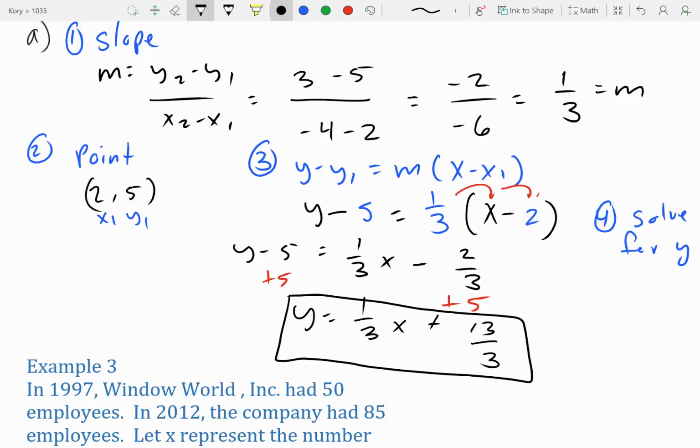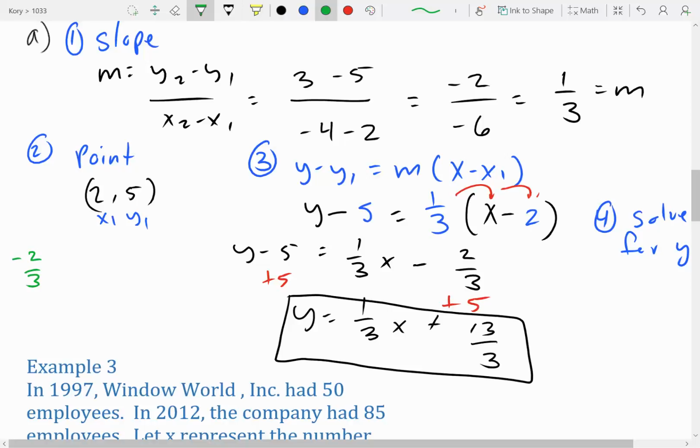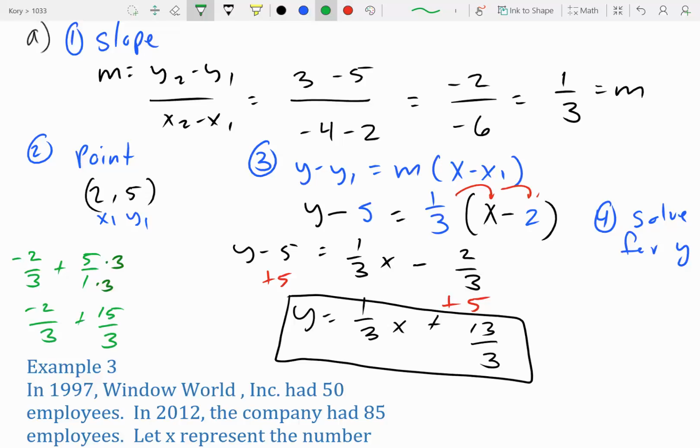Now, if you're confused on how we got 13 over 3 when we added 5, I'm going to bring that out. So here we have negative 2 over 3 plus 5 over 1. We need a common denominator, which is going to be 3. So times 3, times 3. We get negative 2 over 3 plus 15 over 3. And that leaves us with 13 over 3. So that's how we get 13 over 3.